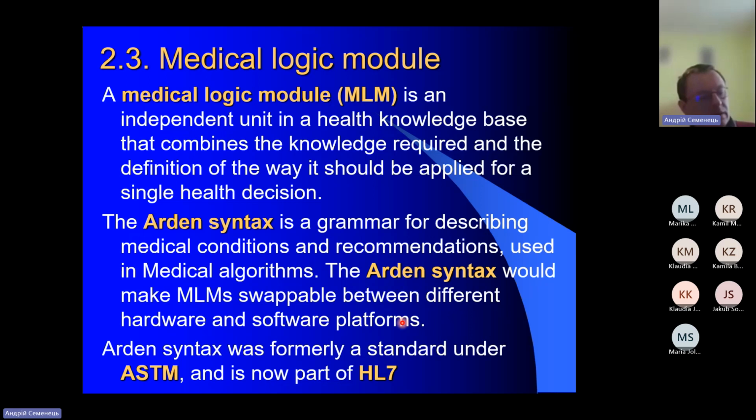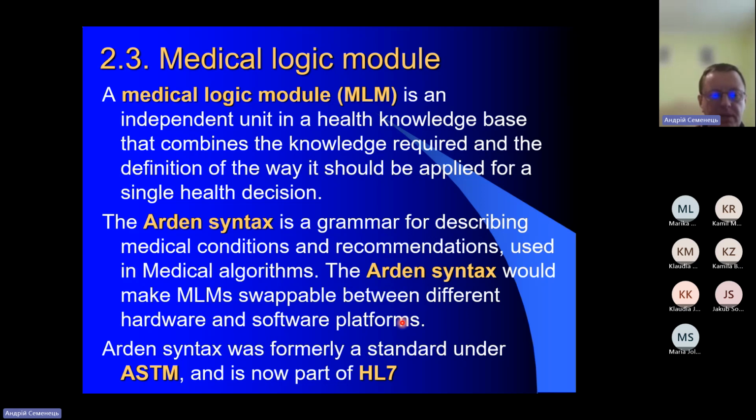Now, let's turn to some technical aspects of how such a system, like a CDSS or an expert system, has to be made. One possible approach is the usage of medical logic models, called an independent unit in a health knowledge base. That combines the knowledge required and the definition of the way it should be applied for a single health decision. So one MLM usually provides some single specific answer.